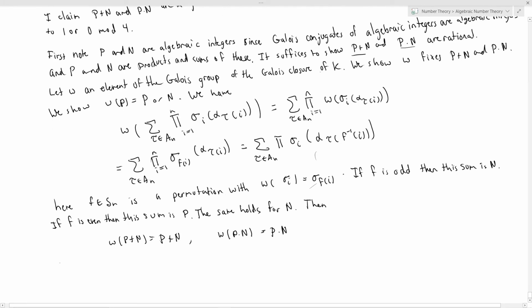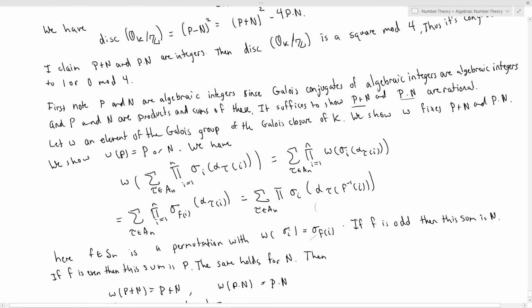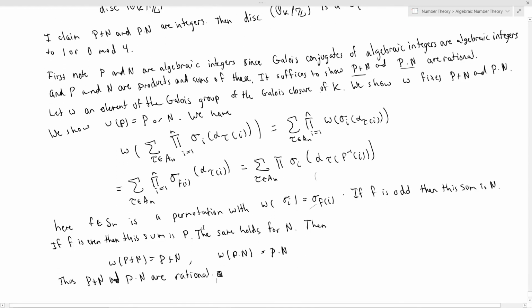It's got to be an isomorphism, an automorphism of the Galois closure, and thus P plus N and P times N are rational. Okay, and we already discussed above that they also were integers, and why this finished the proof.